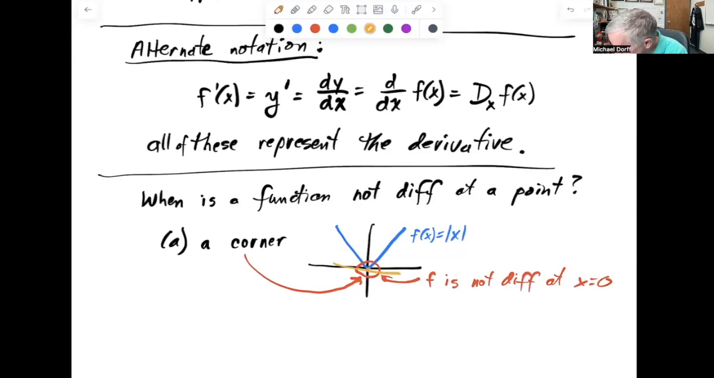Is that the tangent line? Or is that the tangent line? Or is that the tangent line? Which one is the tangent line? We don't know, because all of those could possibly be the tangent line. So at a corner, the function doesn't have a derivative at that corner there.